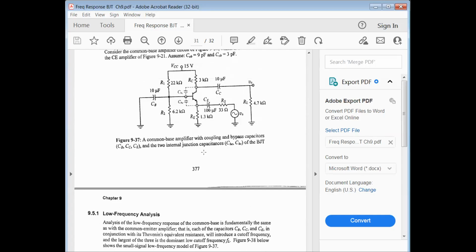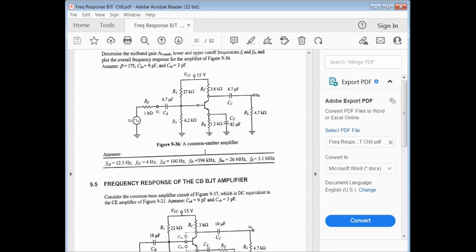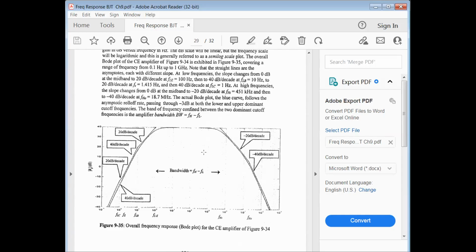But I know you probably hadn't seen this in the detail. It should have been covered in Electronics 1. That's why I want to spend the time doing it.